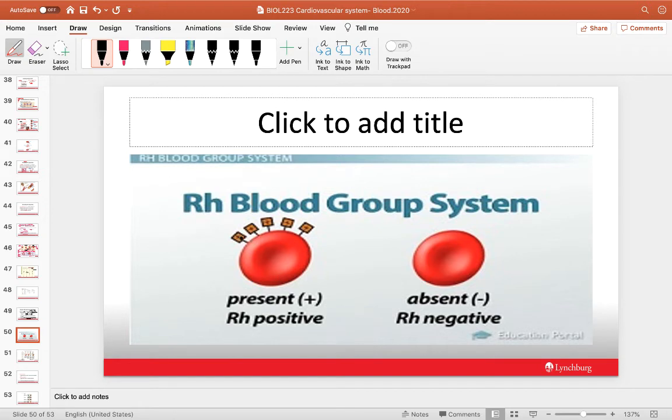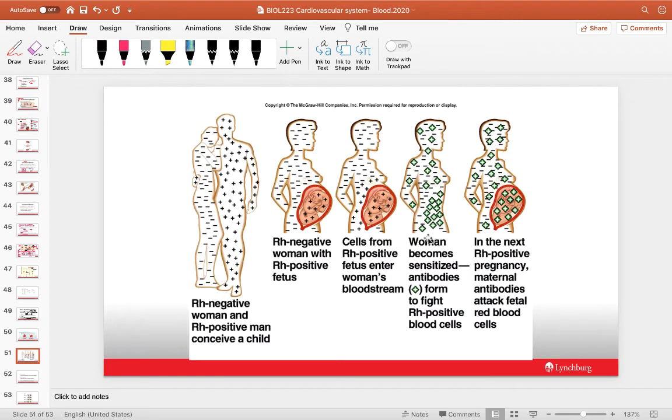If you're Rh positive, you have that Rh antigen on your red blood cells. If it's negative, then you don't have the Rh antigen on your red blood cells. Where we run into trouble with this is with pregnancy. In this case, if we have an Rh negative woman and an Rh positive man conceiving a child together, it is possible that the fetus is Rh positive. So the fetus is going to have the Rh antigen on their red blood cells.